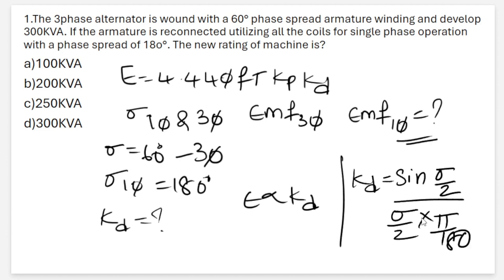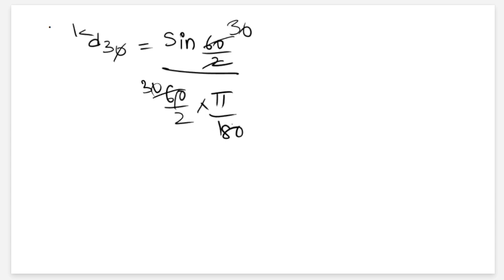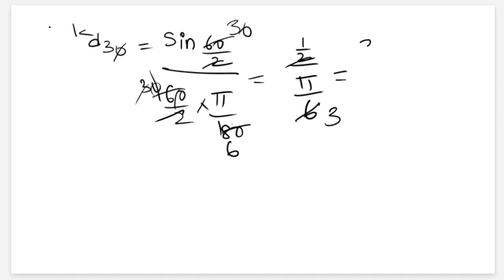Substitute sigma is equal to 60 in the KD formula. We get KD of three phase system is equal to sine 60 by 2 divided by 60 by 2 into pi by 180. 2 ones are 2, 30s are 30, 0 cancel out, 3 ones are 3, 6 are 18. So we get sine 30 is equal to 1 by 2 divided by pi by 6. 2 ones are 2, 3s are 6.